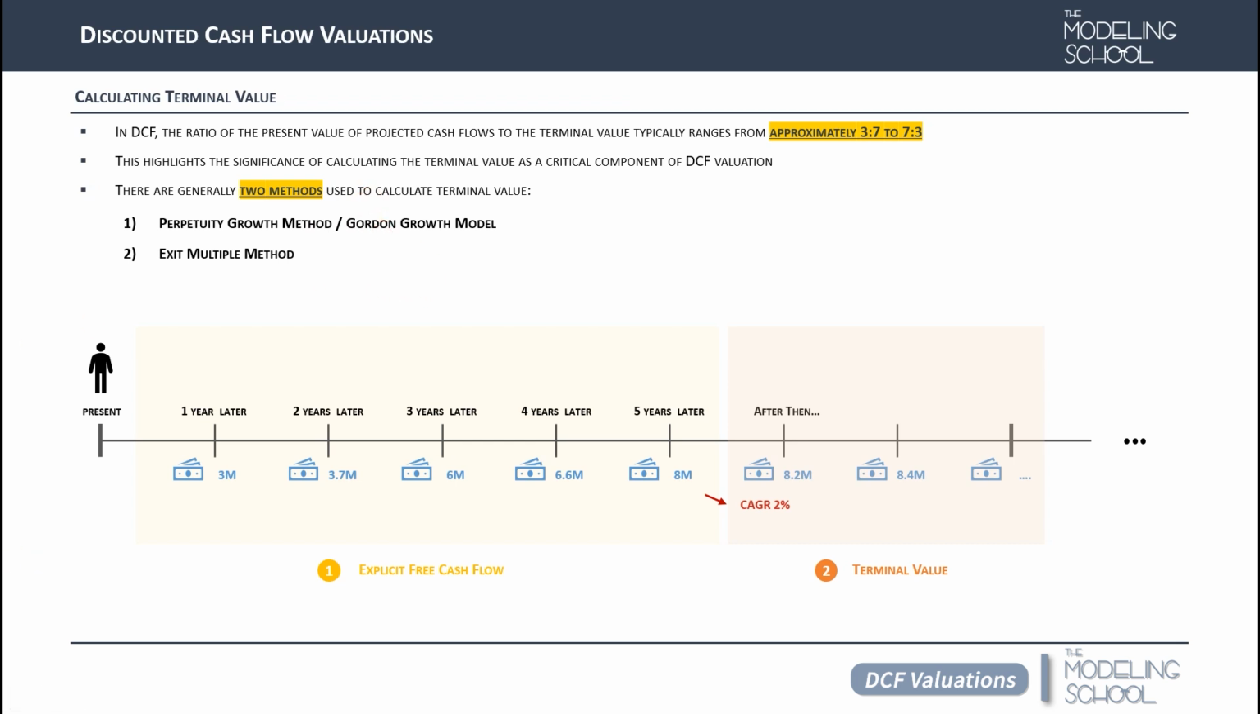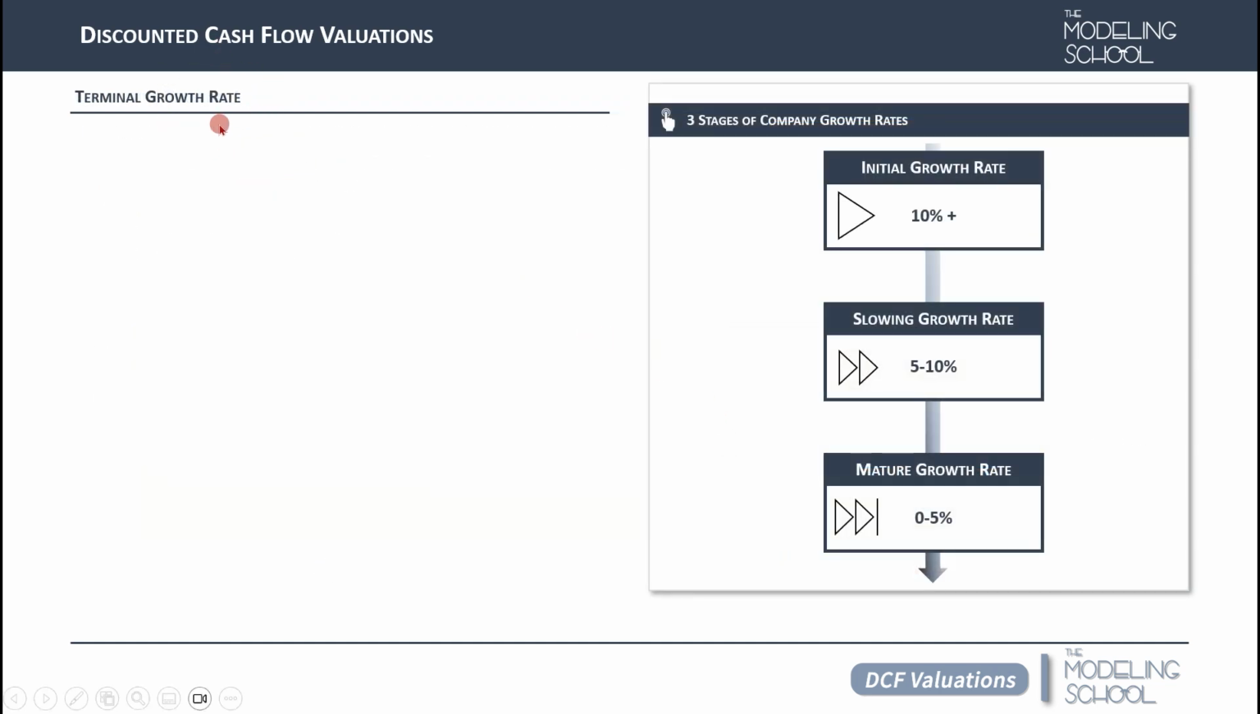So let's take a look at the first method. In the Perpetuity Growth method, the concept is that free cash flow after a certain point in time grows at a specific growth rate. This perpetual growth rate is called the terminal growth rate. Since it represents growth that continues indefinitely, it is generally assigned a very small, conservative number. Even using a slightly higher number could result in an overly aggressive projection, and it's going to invite significant challenges.